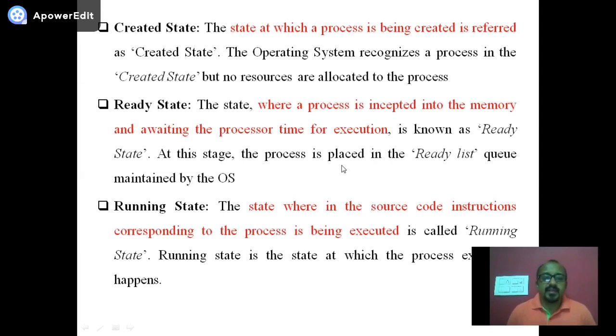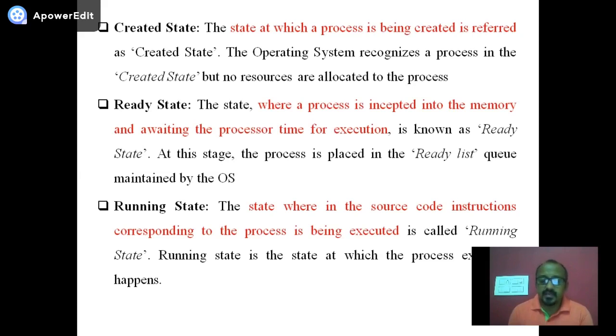What do you mean by create state? The state at which the process is being created is referred to as the create state. The operating system recognizes the process in the create state first. And ready is where the process is inserted into the memory and waiting for processor time to execute. I told you, waiting only for processor time. It's called the ready state.